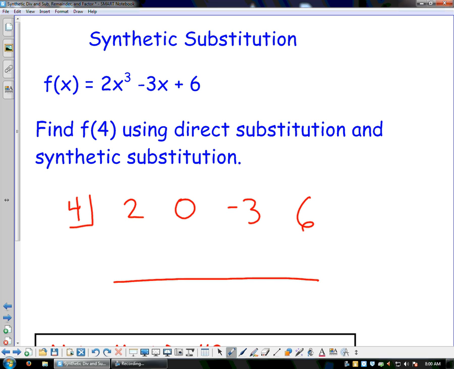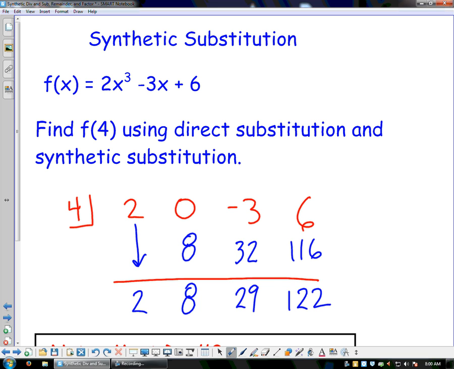Okay, and we'll bring down the first term. So bringing that straight down goes a 2. And now we want to go ahead and multiply. So 4 times 2 is 8. Add down, so we get 8. Multiply, 32. Add, that's 29. Multiply, that's going to be 116, 80 plus 36, 116. And that's 122. Okay, so using that last theorem, this is telling us that f of 4, when you plugged in 4, so you're saying f of 4 then is going to equal 116. Nope, 122. Oh, I'm sorry, I was looking at the wrong number. Equals 122. And so that should be the same as doing direct substitution.